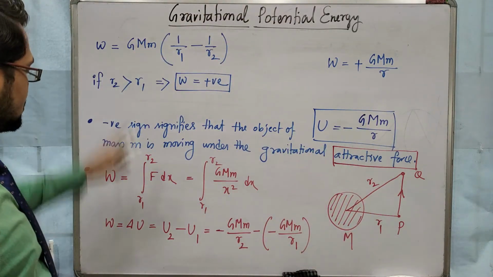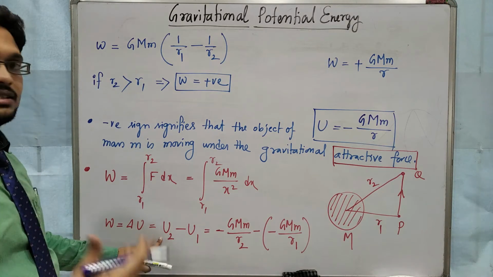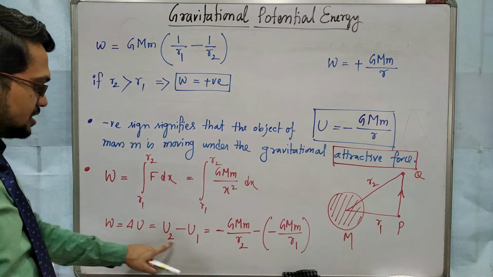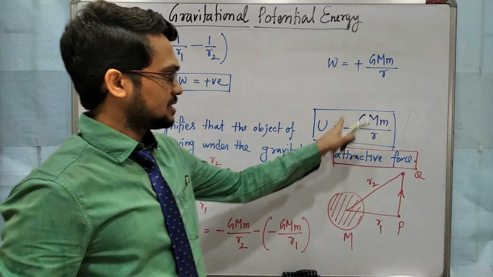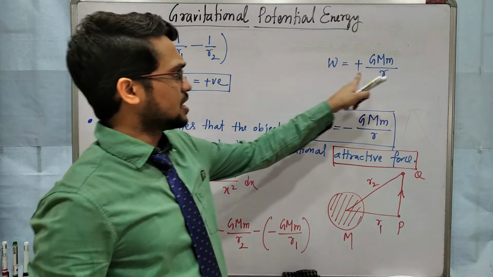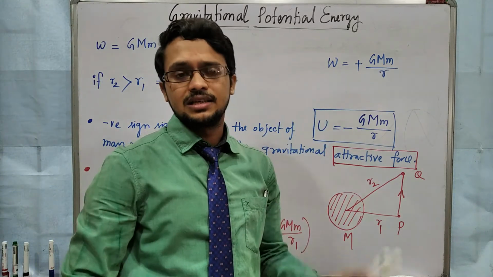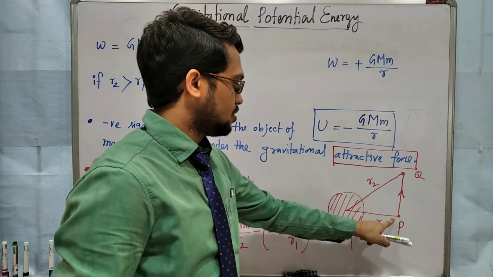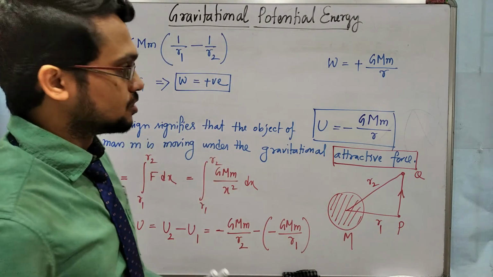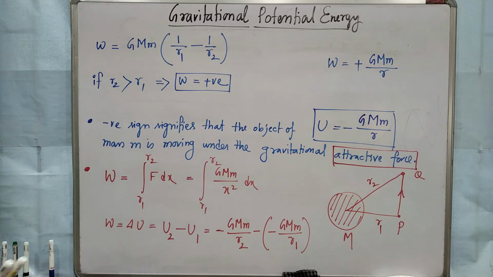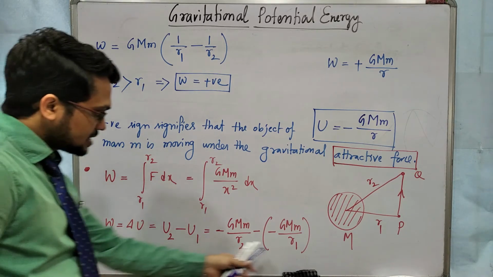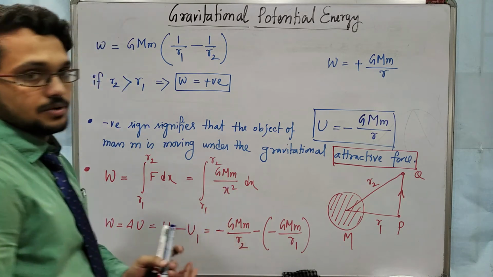Okay. W equal to U2 minus U1. U2 is 0, because to infinity means U2 is 0. And U1 is this: minus, minus, plus. So W equal to plus GMm by R. That means this amount of work we have to do on that object so that the object goes to infinity. Clear? So this point is very important.